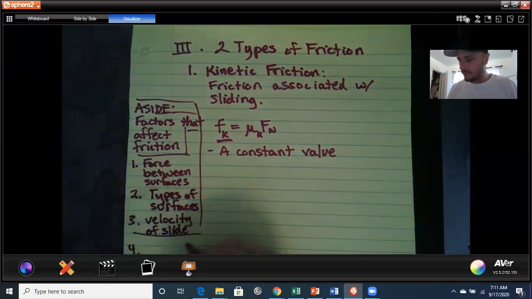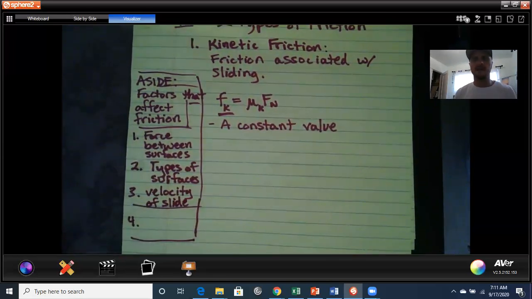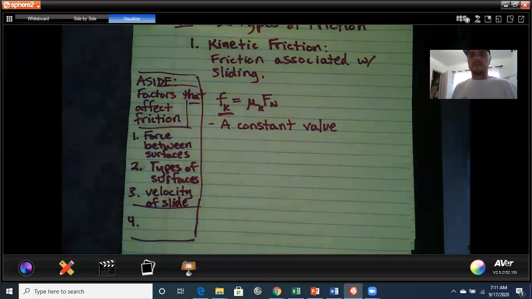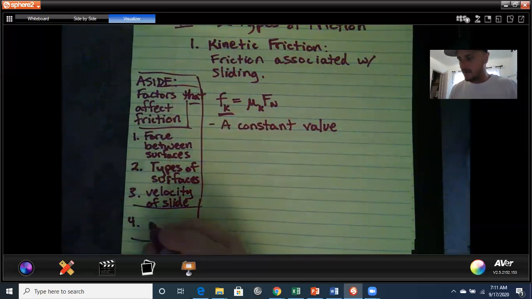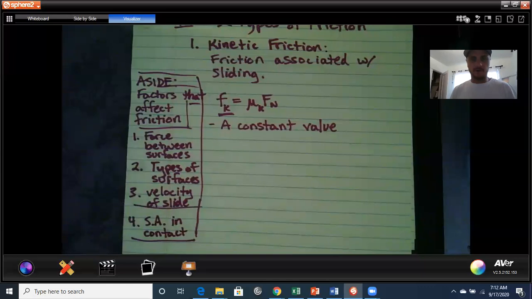And number 4, to round it out here, what's another one that might affect it? How about if I had like a 2x4, if you could imagine, and I'm looking around my room to see if I have something. Sure, I got it right here. Perfect, right? What if I slid this like this versus turning it on this side and sliding it like this? Does the surface area in contact affect the value or the size of friction? So I'll say surface area in contact. Does that affect how big or small friction is?